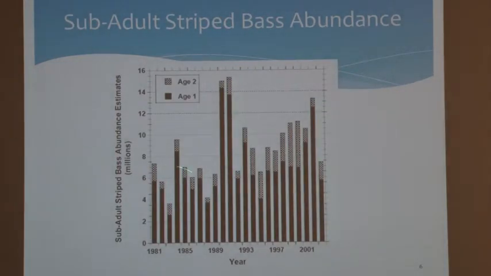So here, these figures are cut right out of the publication. You're looking at subadult striped bass abundance in millions versus year, 1981 to 2003. Age 1 is in these dark black bars, and age 2 is in the lighter hashed bars. And it's a stacked bar diagram, so if you're looking at this tall peak here, you're talking about a little over 14 million age 1, and then your age 2 component is about 2 million or something on that order of magnitude.